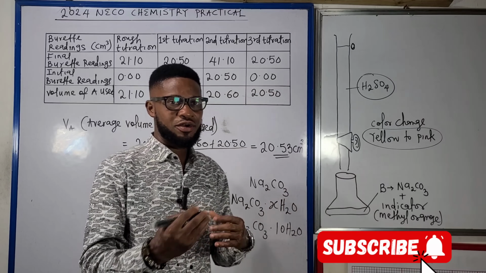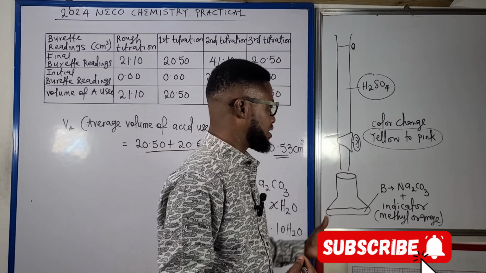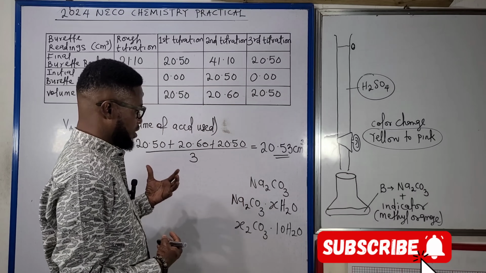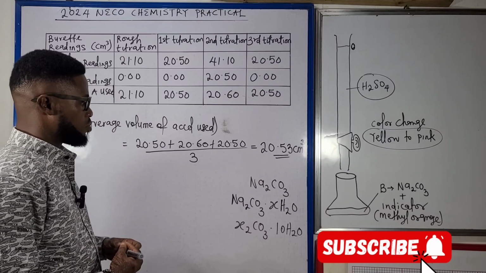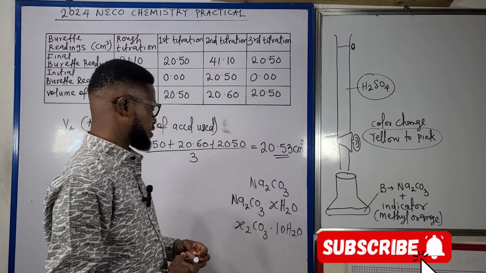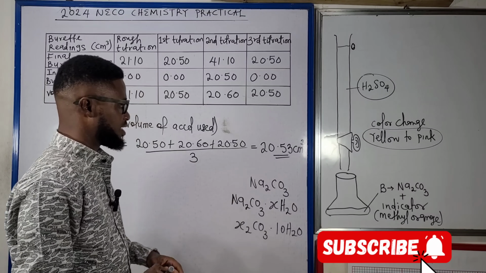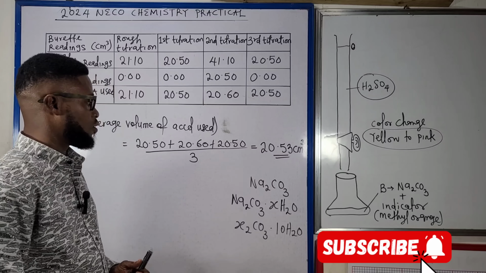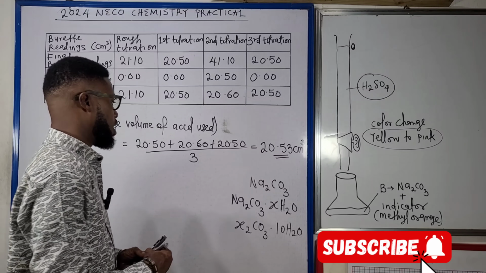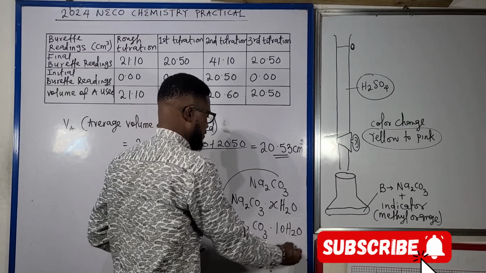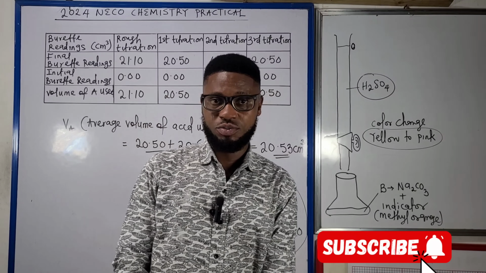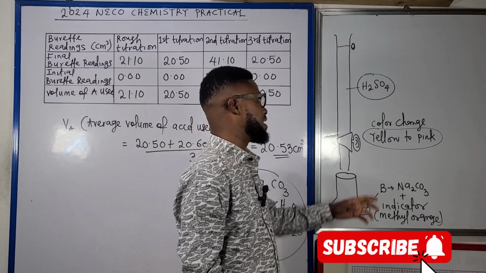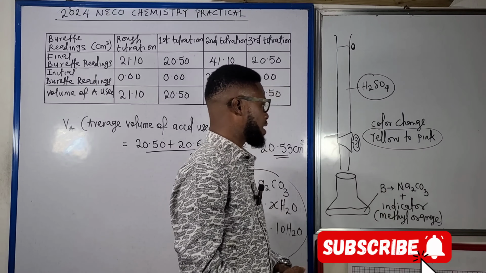to look at the various ways in which the question can come. We may be told to calculate the water of crystallization, or we may be told to calculate x. It is sodium carbonate, and therefore we must look at the different forms in which we can have the question. So this is going to be a titration between sulfuric acid and sodium carbonate.